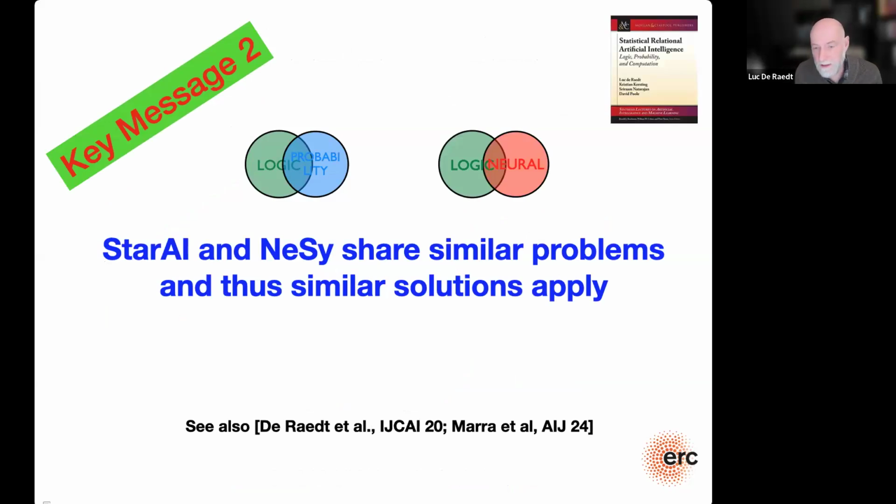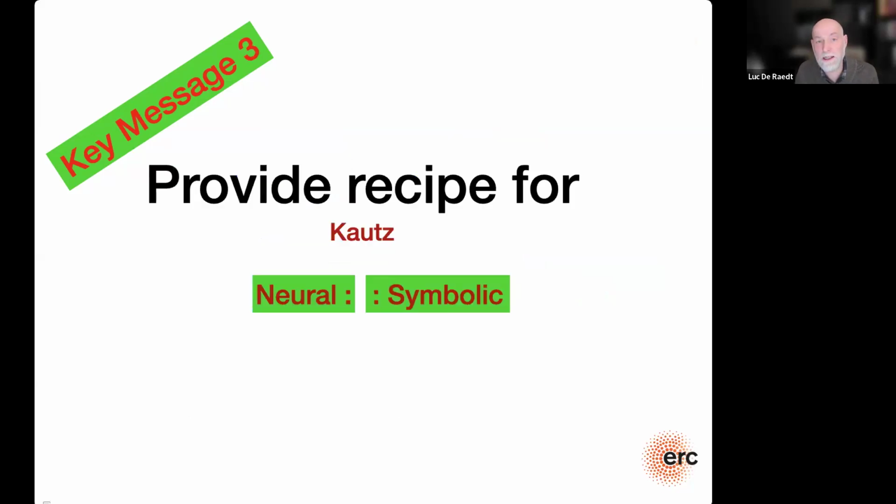The second message that I want to bring is that, given my background in going from logic to logic and probability, and from there to neurosymbolic AI, I feel that there are a lot of commonalities between probabilistic logics and neural logics. Many of the same problems and many of the same solutions that apply to probabilistic logics, to StarAI, also come back in neurosymbolic AI. That's a very good situation, because we can reuse the solutions that we developed there.